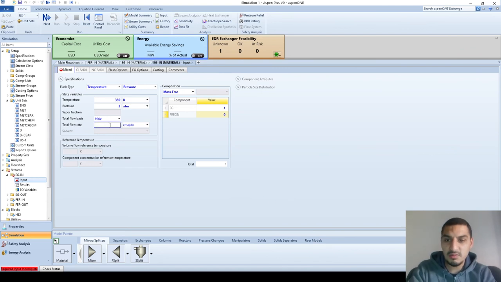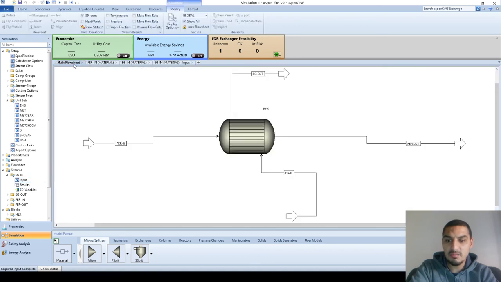So it's gonna be 6,000. Just a number to start with. This is mass, and this is 6,000 kilograms per hour. So now the required inputs are complete, and I can run the simulation. And from simulation, now it's calculating. Now the results are available.